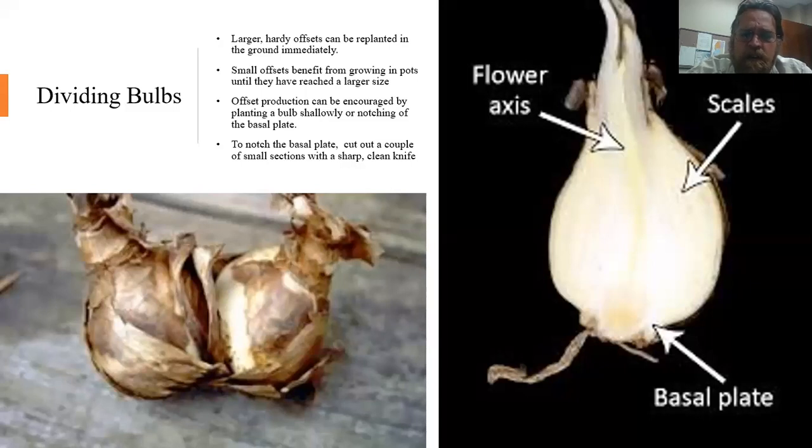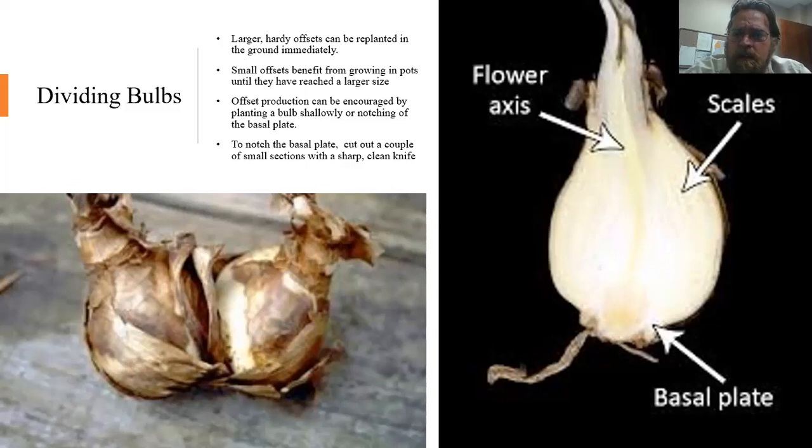One thing we can do if we're particularly wanting to produce more bulbs, and bulbs can be relatively expensive, so this is a good way in order to just build up the number of them that you have. You can plant your bulbs shallowly, and that will promote them producing those offset bulbs.